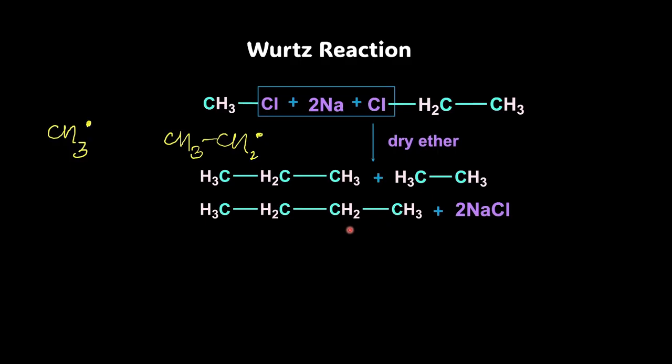So you can see that what we are getting is a mixture of products formed in this reaction. Okay, so as a mixture of products is formed, the yield of the desired product is not going to be significant. Therefore, it's not preferable to use different alkyl halides.